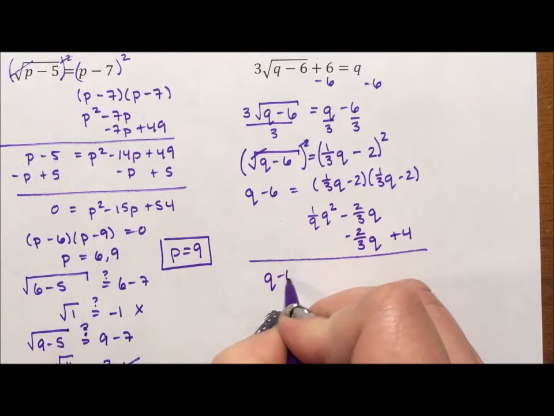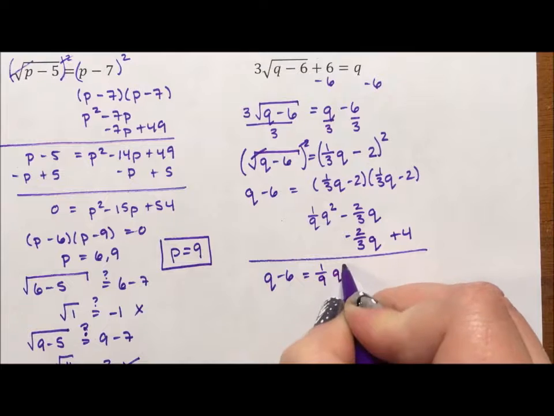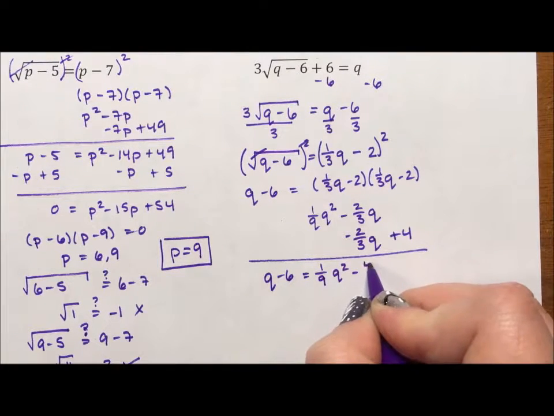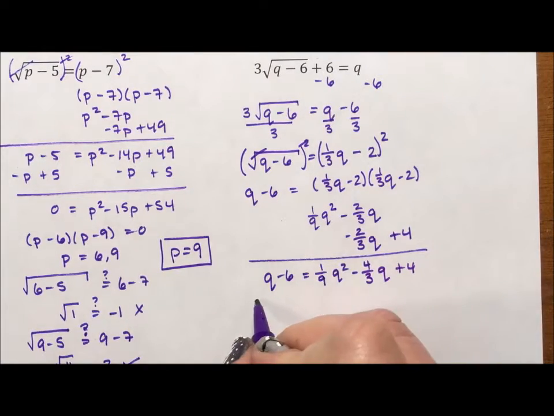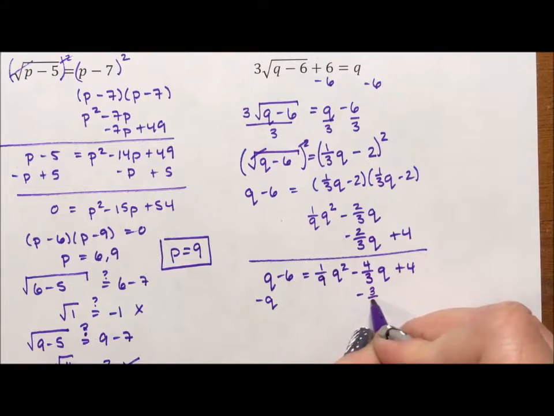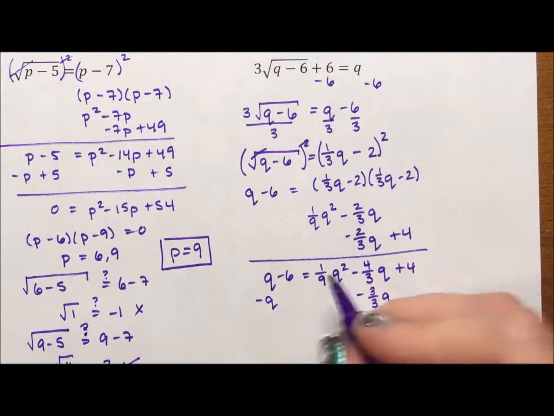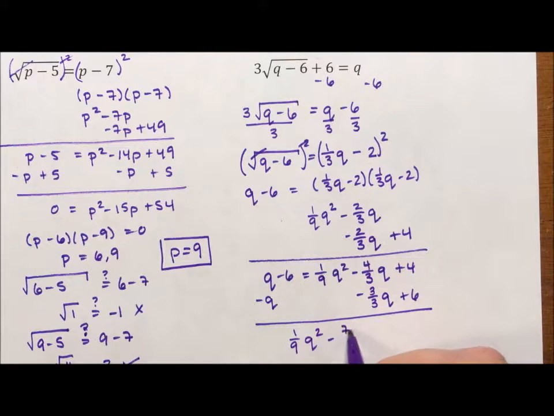So I have q minus 6 equals 1/9 q squared minus 4/3 q plus 4. I'm going to subtract q from both sides, which I'm going to write as subtracting 3/3 q to get the fractions the same, and add 6, so that I have 1/9 q squared minus 7/3 q plus 10 equals 0.